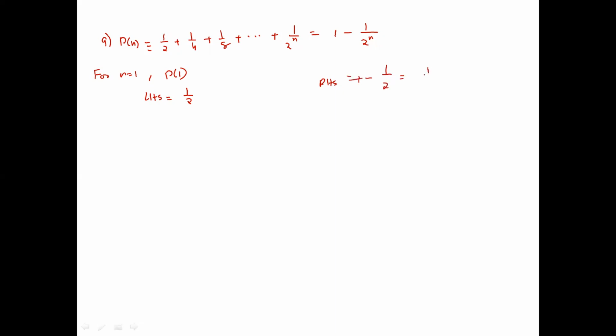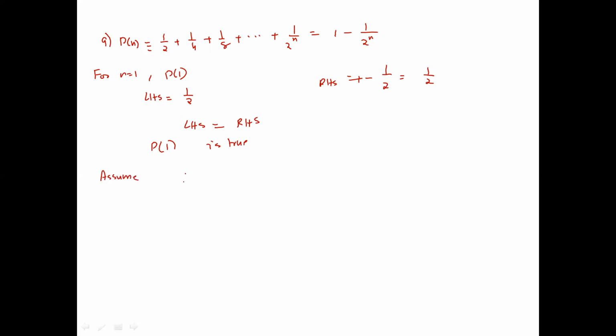In question number 9, P of n statement is 1 by 2 plus 1 by 4 plus 1 by 8 up to 1 by 2 power n equal to 1 minus 1 by 2 power n. For n equal to 1, I will take P of 1. First, left hand side will be only the first term. Right hand side, I will put n as 1: 1 minus 1 by 2 power 1. So this is also equal to half. That means left hand side is equal to right hand side and P of 1 is true.